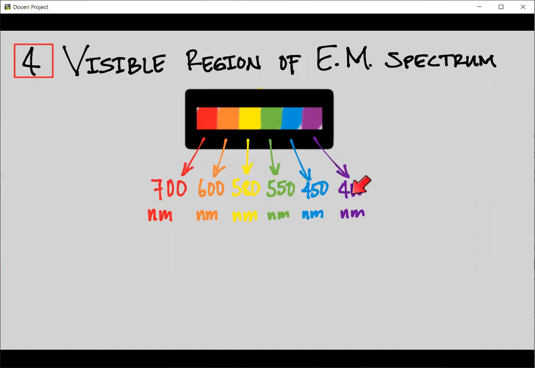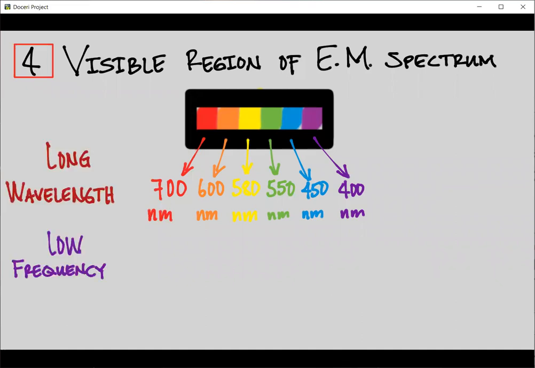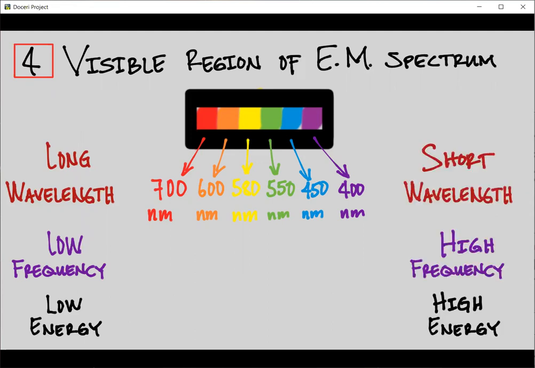From red to purple. So purple has shorter wavelength. That means higher in energy, higher in frequency. Whereas red here has longer wavelength, lower frequency, and lower energy. So again, long wavelength on the left-hand side, low frequency, low energy. And then on the right-hand side, we have the opposite: shorter wavelength, higher frequency, and higher energy. So that's basically the relationship between wavelength, frequency, and energy, and we can prove this mathematically, of course.